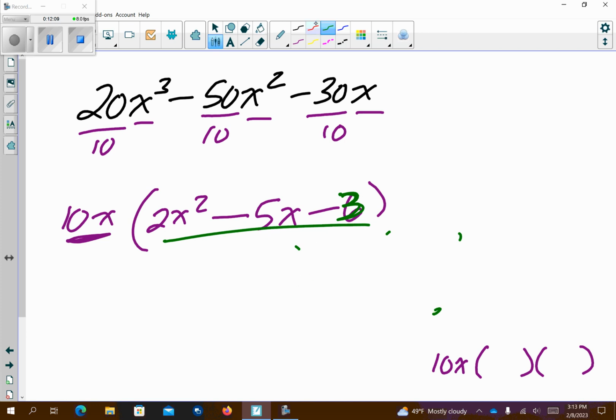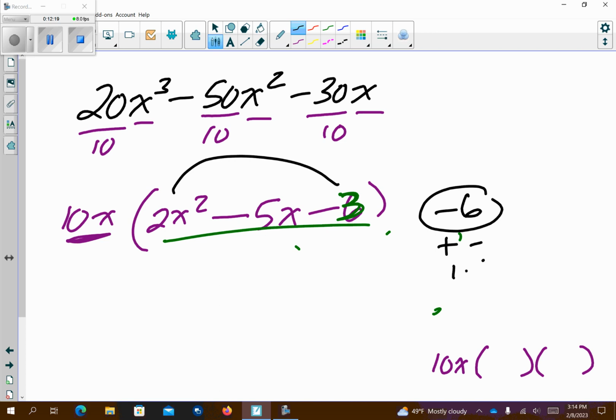All right, so now this might work out. So negative 3 times 2 is negative 6. Okay, in order to get the negative, I have a plus and minus. And I'm going to go, well, I have 1 times 6 is 6. And I have 2 times 3. Well, one of them has to be positive, one has to be negative. So I'm going to say that it's going to be negative 6x plus 1x. That's what we're going to replace right here.